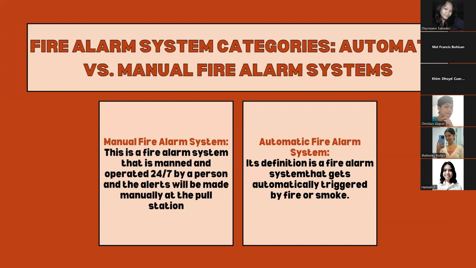So we have fire alarm system categories, the automatic versus manual fire alarm system. A manual fire alarm system is a fire alarm system that is manned and operated 24/7 by a person, and the alerts will be made manually at the pole station. An automatic fire alarm system is defined as a fire alarm system that gets automatically triggered by fire or smoke.